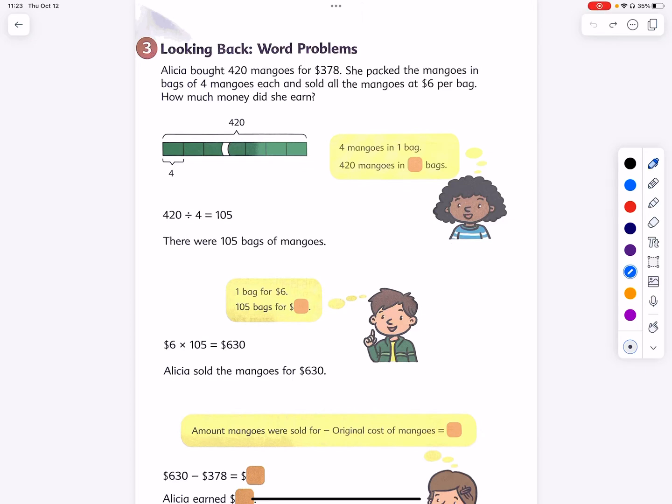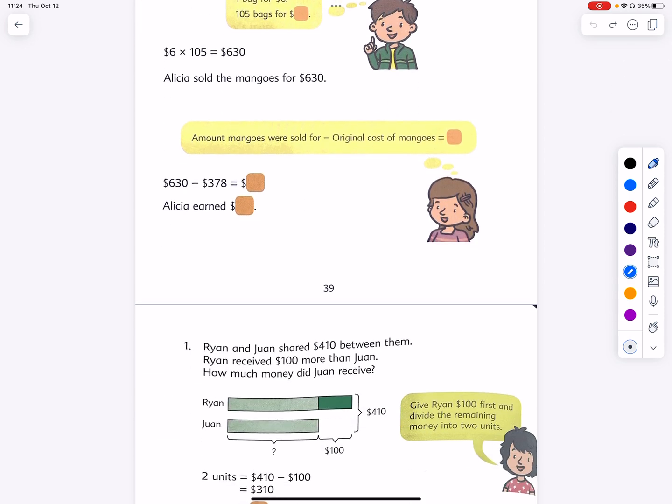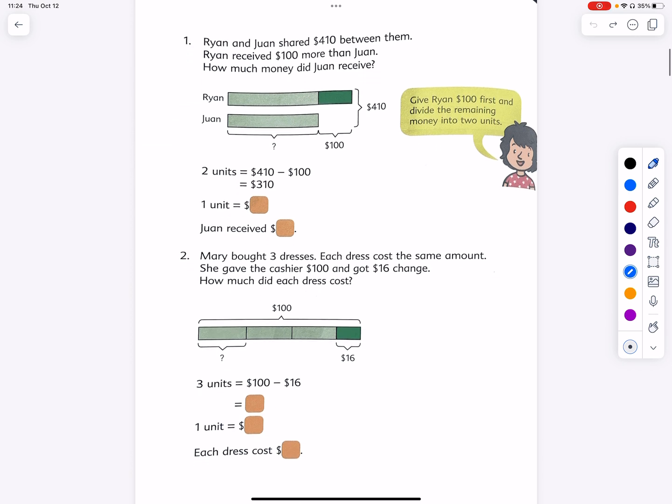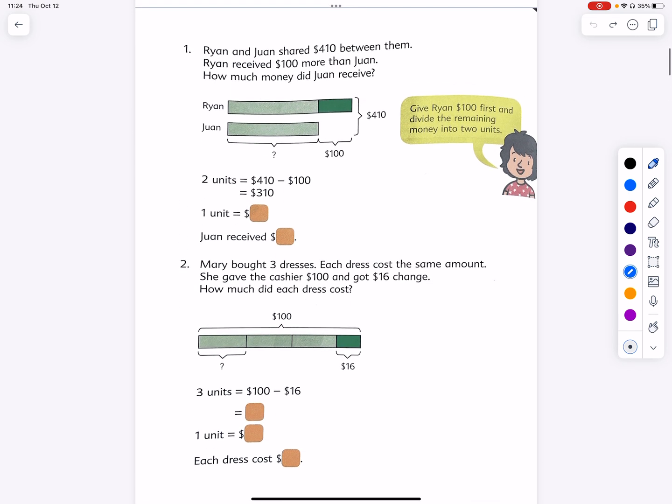The topic of today's lesson is to go over different types of word problems. Of course, we start by reviewing the types of problems we looked at last year in 4th grade. I'm on page 39 of our textbook, but I'm going to skip to the problems on the following page 40.